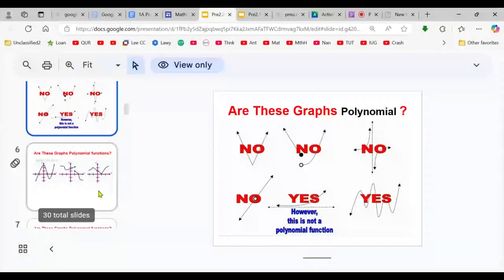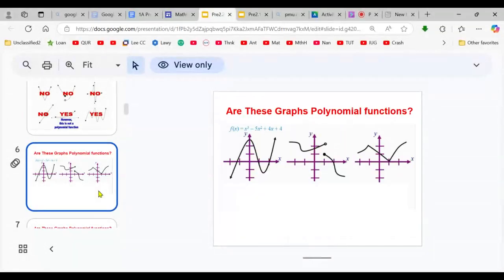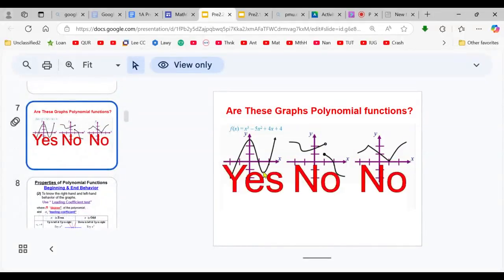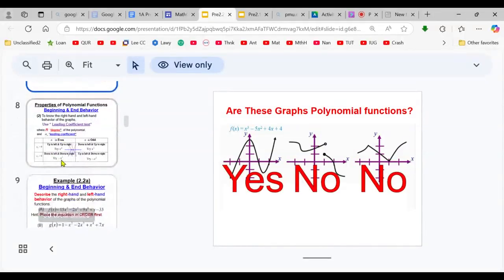Any questions? Can I test you? Who's the last one who read? Next one. Can you tell me if this is a polynomial function? Yes or no? Yes. Why? Smooth and continuous. Next one. Polynomial? No. Why? Gaps, breaks. Next, last one. Why? Sharp. So yes, no, no. Clear?